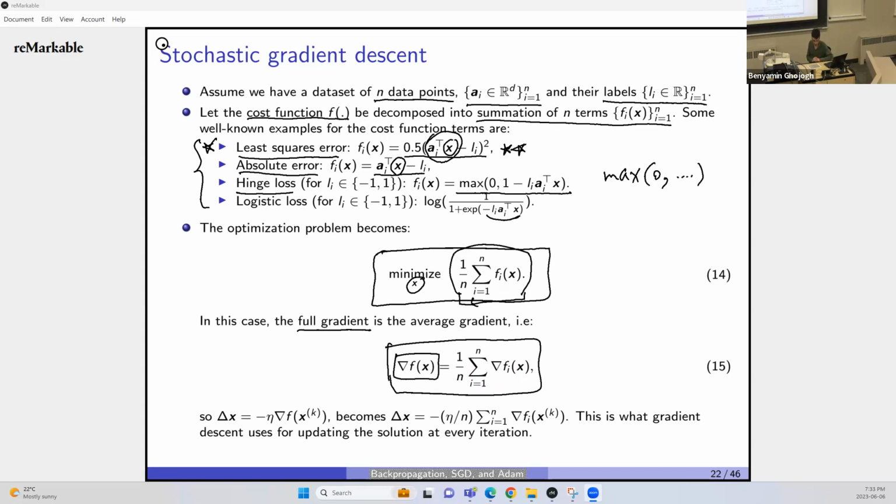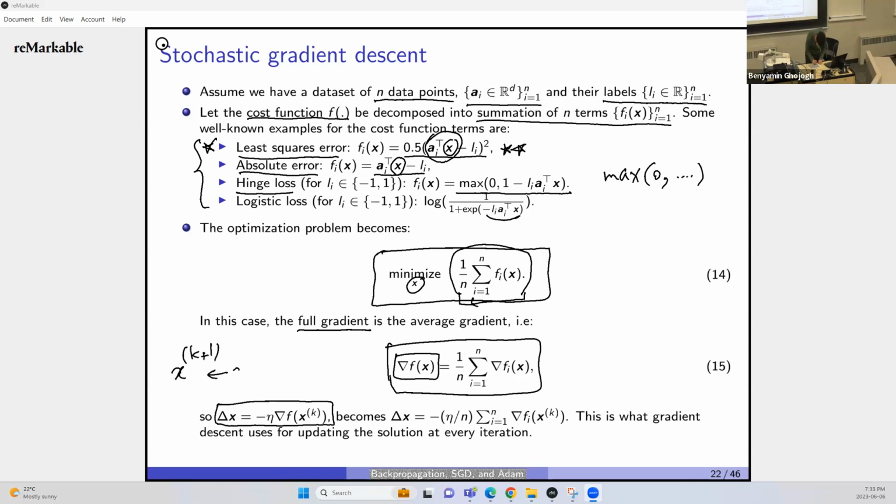And why do I call it the full gradient? Because later, in a few slides, we're going to use not all of them, but a subset of them. When you are using all of f_1 to f_n, it's the full gradient. And delta x in the gradient descent then becomes minus eta times the gradient of f, right? This is the update in gradient descent. Do you agree?